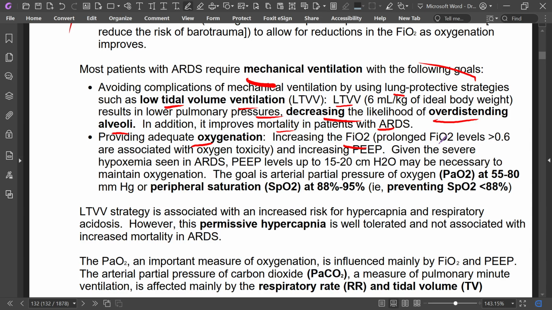Providing adequate oxygenation: increasing the FiO2, though prolonged FiO2 levels of more than 0.6 are associated with oxygen toxicity, and increasing PEEP. Given the severe hypoxemia seen in ARDS, PEEP levels up to 15 to 20 centimeters of water may be necessary to maintain oxygenation. So low tidal volume ventilation 6 ml per kg, high PEEP 15 to 20 centimeters of water. The goal PaO2 is 55 to 80 mmHg, or peripheral SpO2 is 88 to 95%, preventing SpO2 less than 88%.